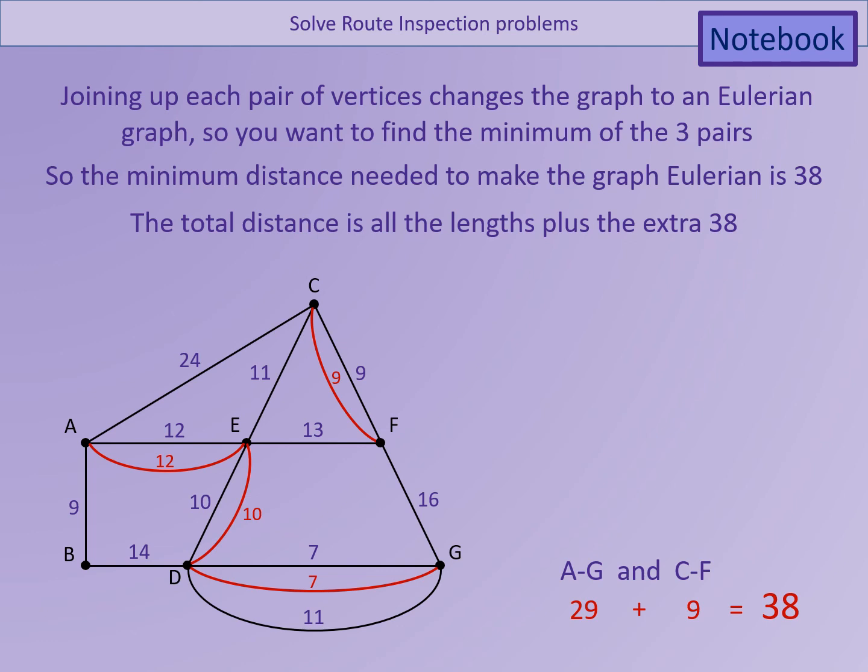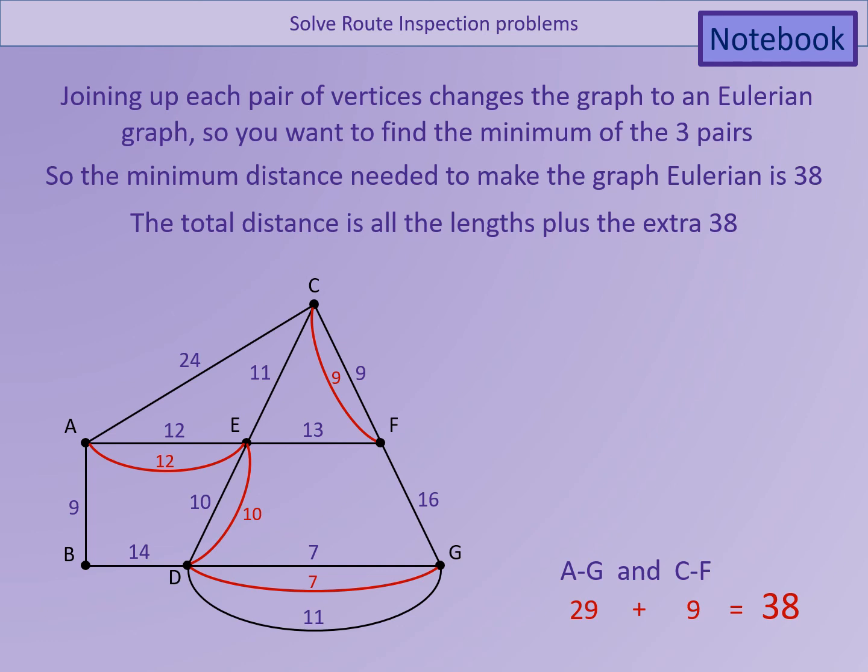So in adding in these 4 extra arcs at AE, ED, DG and CF, we've made this graph Eulerian. All of the vertices are now even, so it is now possible to find a route starting and finishing at the same vertex and traversing each edge exactly once if we include those multiple edges.